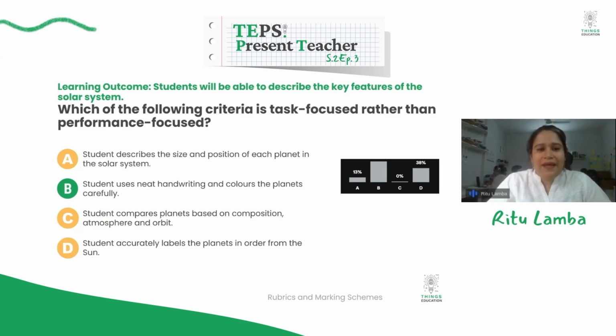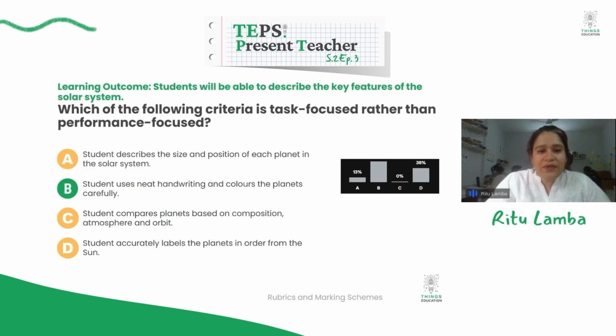So let's look at option A. The size and position of each planet in the solar system is a key feature of the solar system. So students should be able to do this. This is aligned to the learning outcome. Option C, which is about their composition, the atmosphere, the orbit, even if it's comparison, whatever the verb is, it's focusing on the key features of the solar system. And so this is performance focused. This is aligned to the learning outcome. And option D, which is the order of the planets from the sun, labeling them correctly. Again, it's a key feature of the solar system. This is aligned to the learning outcome.